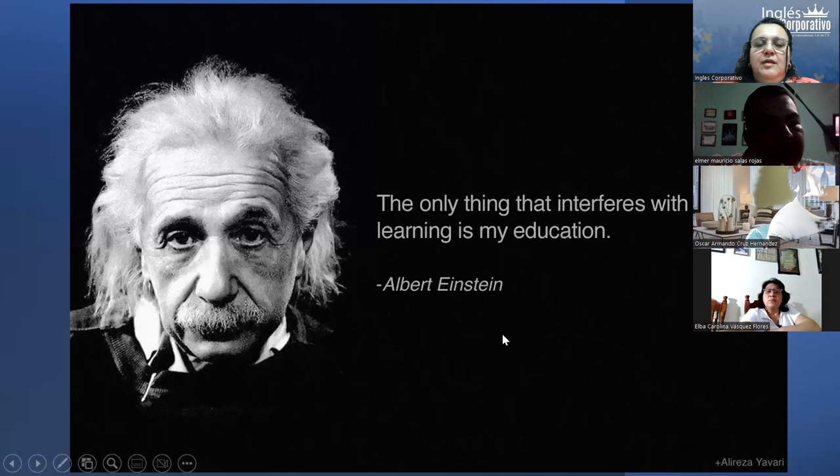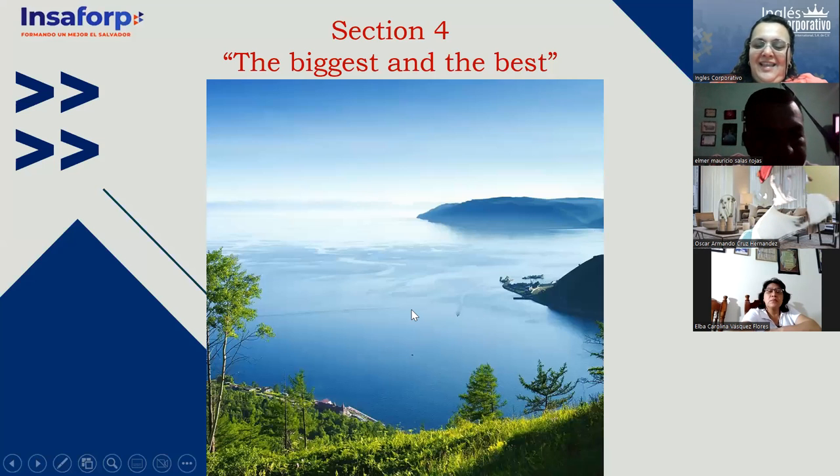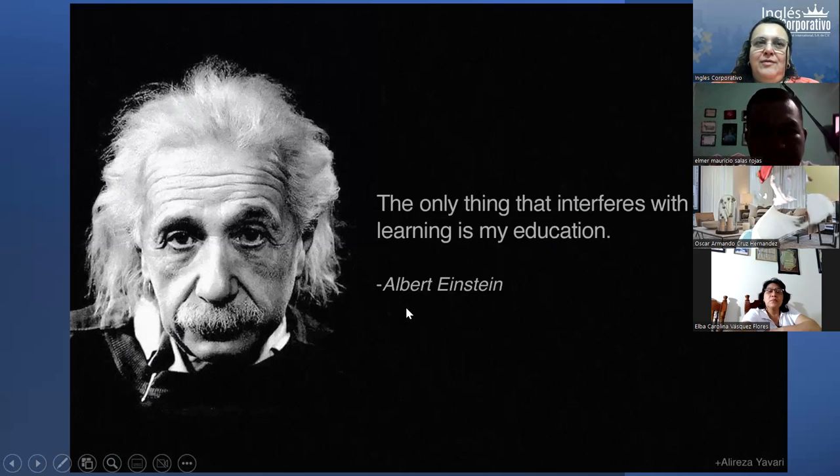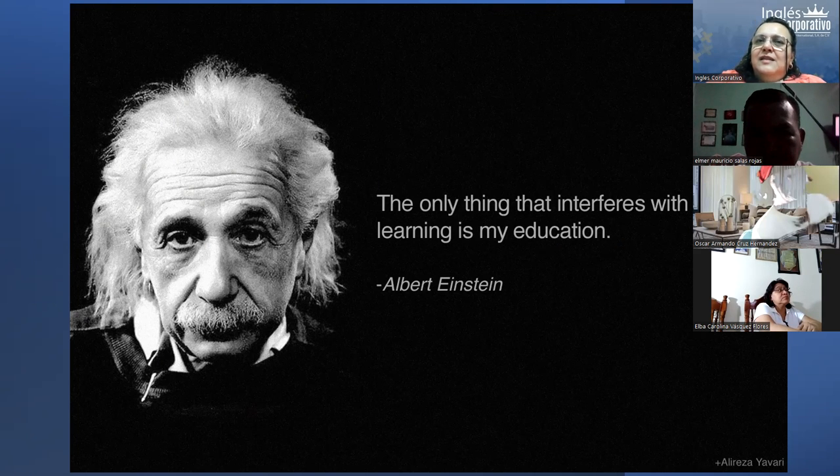Now, the only thing that interferes with my learning is my education. You know, I guess that Albert Einstein could be a very good friend of my younger son, because he always complains about education. He doesn't like the kind of education. But now that I ask him what he wants to study, he said that he wanted to be an English teacher, just like me. And I said, but you always complain about the education. And he said, yes, I want to deliver the education as I think it should be.